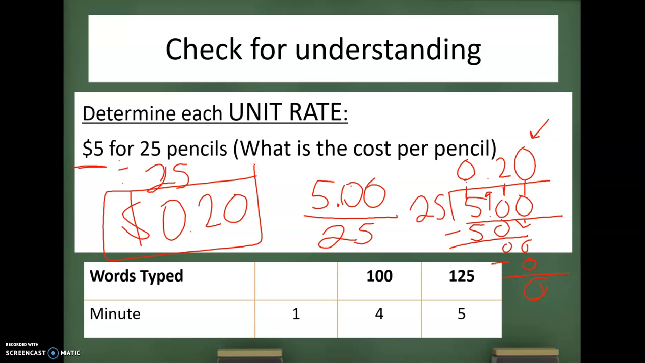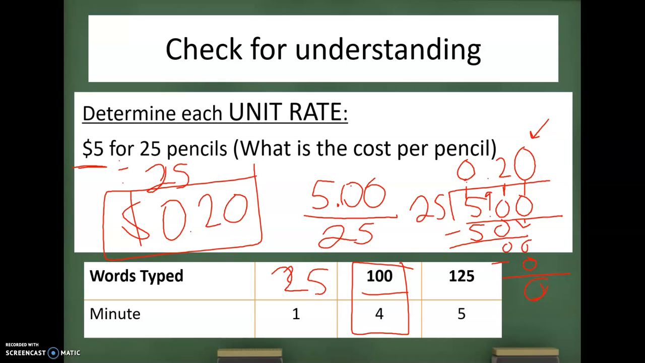You can also figure that out from a table. If you see that I can type 100 words in 4 minutes or 125 words in 5 minutes, you can calculate, well, how many words did I type in 1 minute? You can use either one of these. I'm going to start with this one right here. 100 divided by 4 is 25. That means that I can type 25 words for every 1 minute.